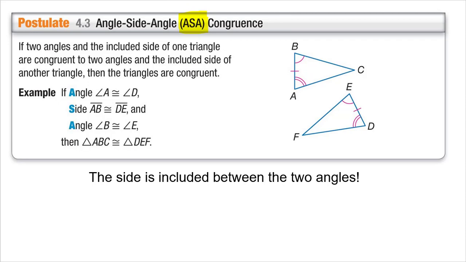Where again, it's like we're carving things out. I go angle, side, angle. Angle, side, angle for how we are proving our triangles congruent. So the key thing I have here is the side is included between the two angles. Okay, so you go angle, side, angle. It's like I'm tracing it out. I don't even lift up my pencil.